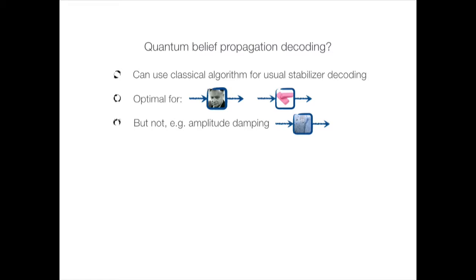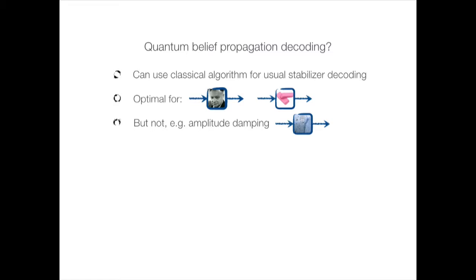Okay, so back to our question, quantum belief propagation decoding. Can we do this? Actually, the first thing to realize is that for stabilizer decoding, you can use the classical algorithm. So the stabilizer decoding that you're probably familiar with, what you care about there is bit flip and phase flip errors. And already the classical belief propagation algorithm can do this.